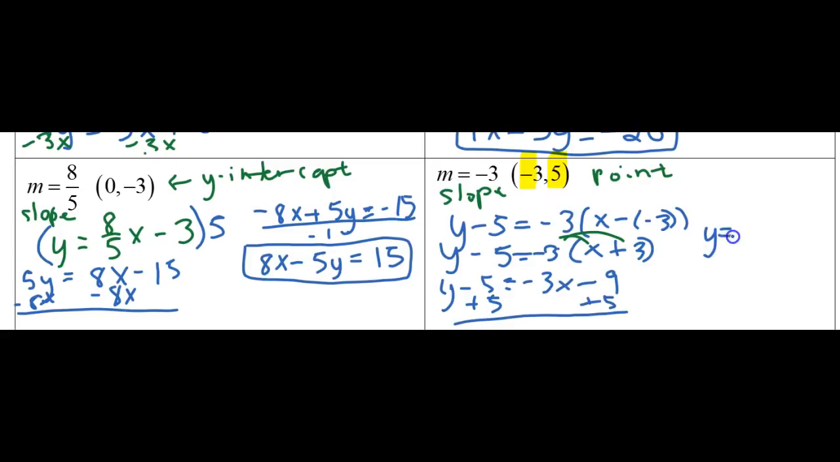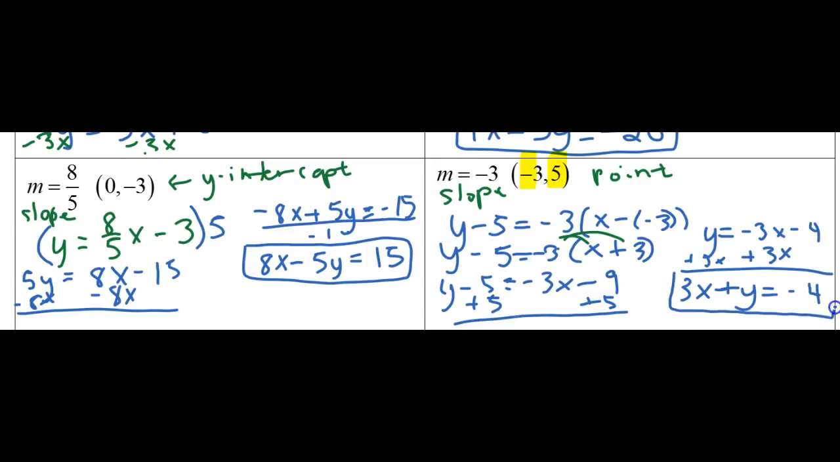And I have y equals negative 3x minus 4. Notice right here, I'm actually in slope-intercept form, but I've got to bring that x term to the other side in order to be in standard form. So I have 3x plus y equals negative 4. Everything is in the right spots, there are no fractions, and a is positive. So I'm in standard form.